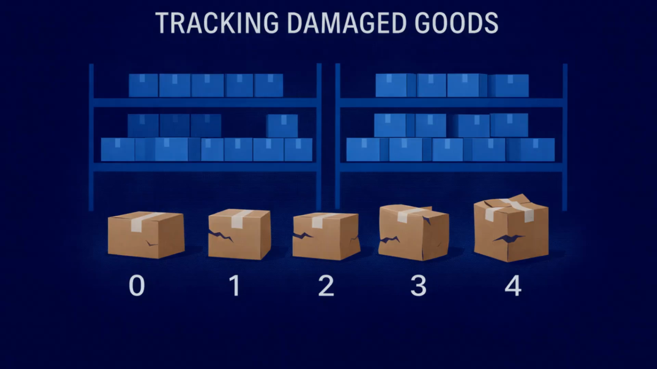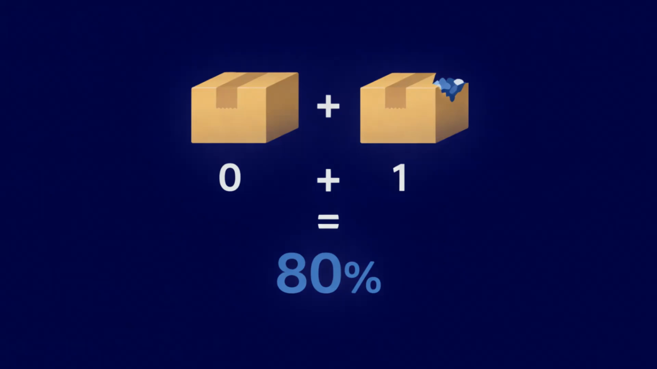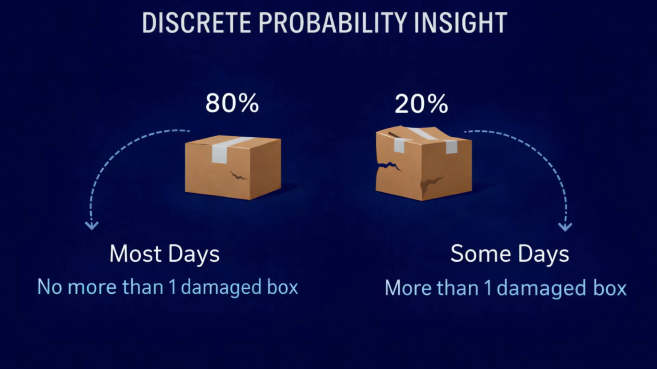Now imagine a second discrete example in a workplace setting. You manage a small distribution center and track how many packages arrive damaged each day. Based on past data, you've created a probability distribution for 0, 1, 2, or 3 damaged packages. You want to decide whether to schedule an extra staff member each day to handle damage reports. When you add the probabilities for 0 and 1 damaged package, you find the probability is about 80%. That tells you that most days 1 or fewer packages are damaged, and only about 20% of days require more attention. That's the kind of insight discrete probability gives you.